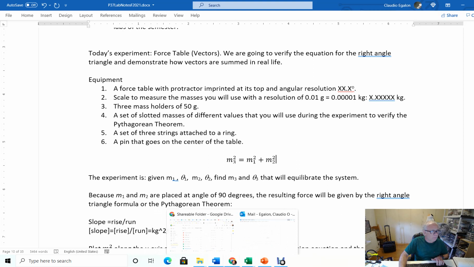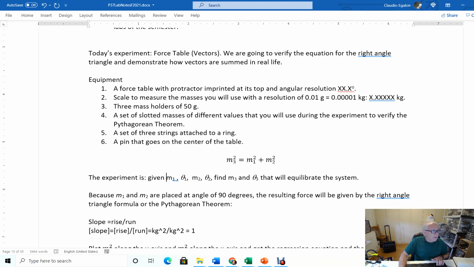If you're talking about forces, right? If we are applying forces, then those m's here should be the forces. If we are talking about velocity vectors, then those m's here should be velocity or speed, and so on. We are going to verify this theorem in the real world.